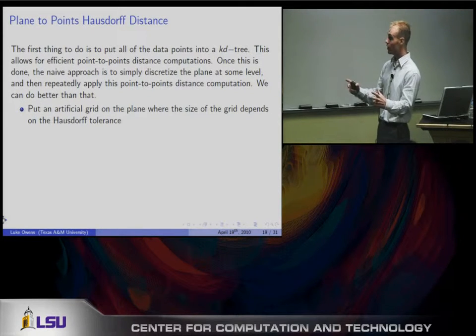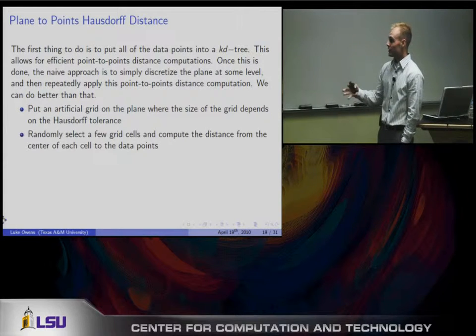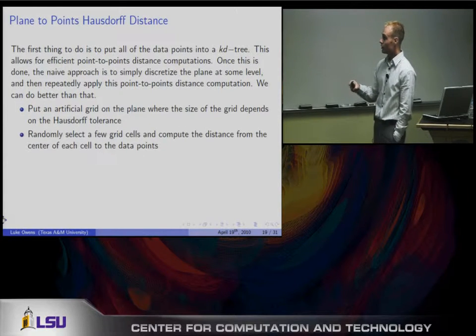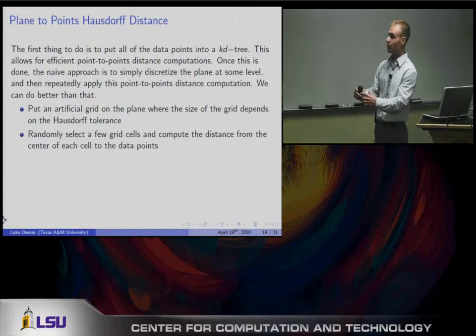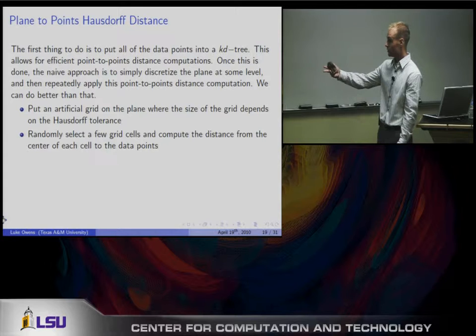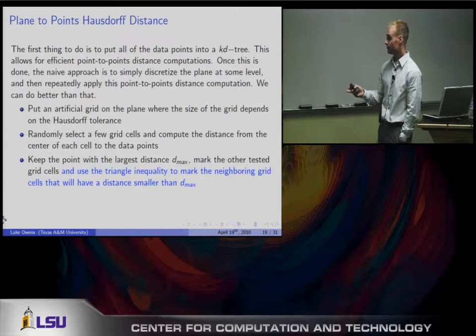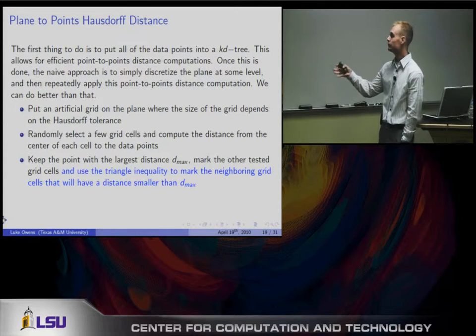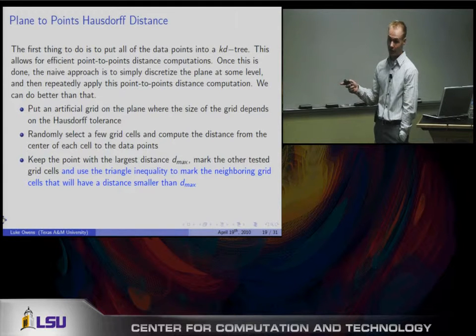You put an artificial grid on the plane. Right, so you basically are discretizing the plane with some grid. Randomly select a few of those grid cells and compute the distance from the center of each cell to the data points. Right, so now you have a grid cell which is on the plane, and you take the center of that cell, distance to the data points. You keep track of these largest distances, right, Dmax. So we selected, say, a random 10, and then we have one largest and 9 others that are smaller. So we keep this largest distance, called Dmax, and we mark the other tested grid cells.